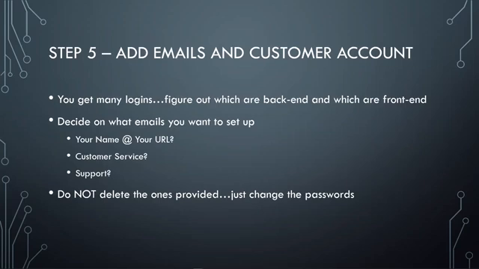So then step 5 is to actually add in your own emails. So you have a hosted email at your new domain. They give you quite a few logins and you have to figure out, what is the front end, what is the back end. So in the document that they give you, it'll list all of these different URLs. And what I would recommend is the same thing I did. Just go and paste each of those URLs into a browser, see what it leads you to, look at the options along the side, and it's pretty intuitive.